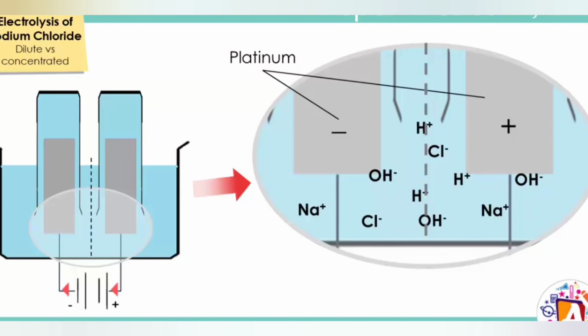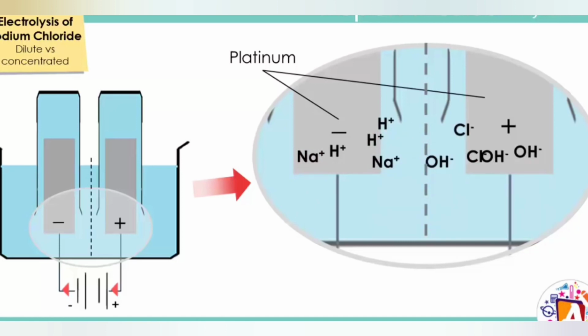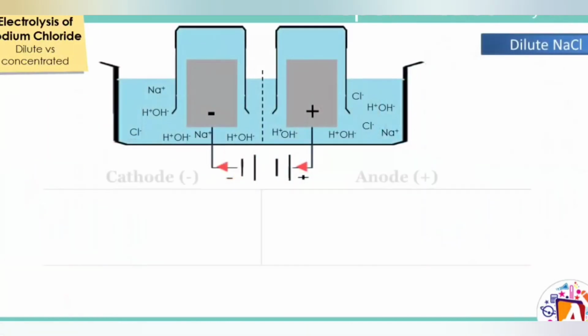We are going to have 2 cations and 2 anions, is it not? We're going to have sodium and what? Hydrogen, is it not? Yes, as a cation. So our anions will now be what? Chloride and what? Hydroxide ions, is it not?